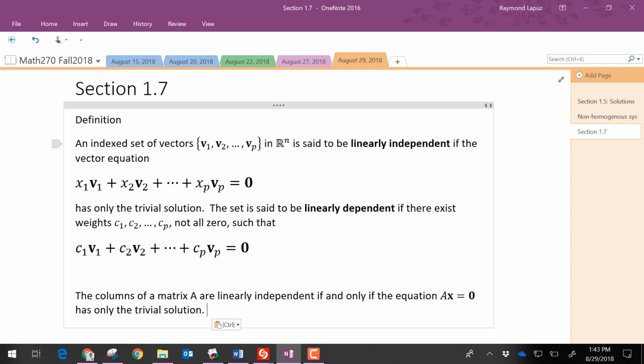It's said to be linearly independent if you can write the linear combination of those vectors and set it equal to 0, and the only way you would get this to equal 0 is if all the weights, x1 and x2, all the way to x sub p, are equal to 0. That's what it means to be the trivial solution: the weights in this linear combination are all set equal to 0.